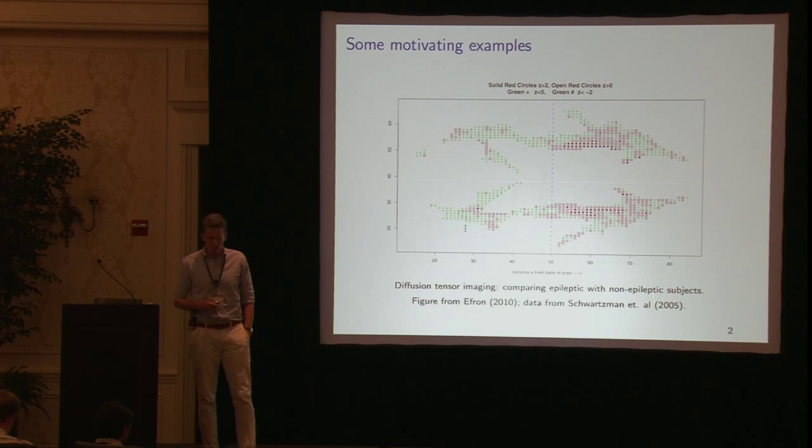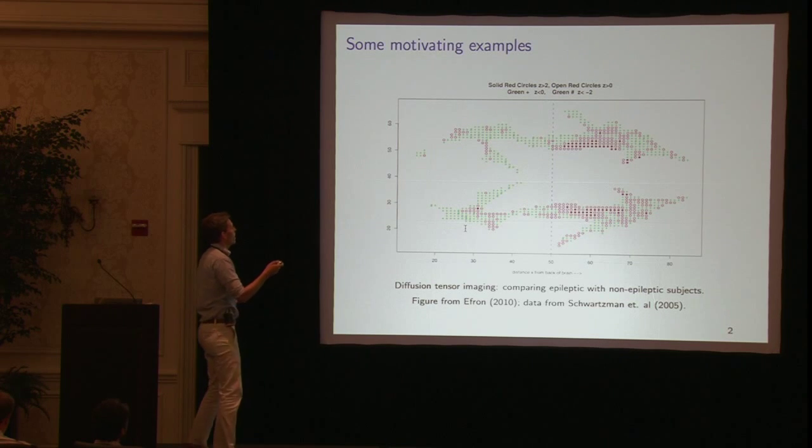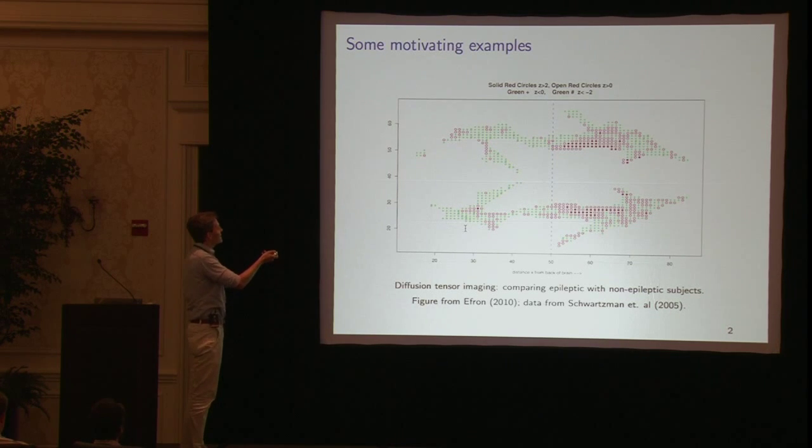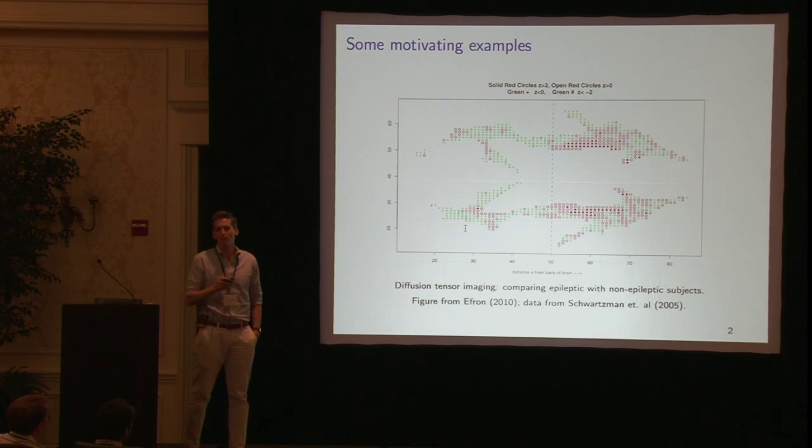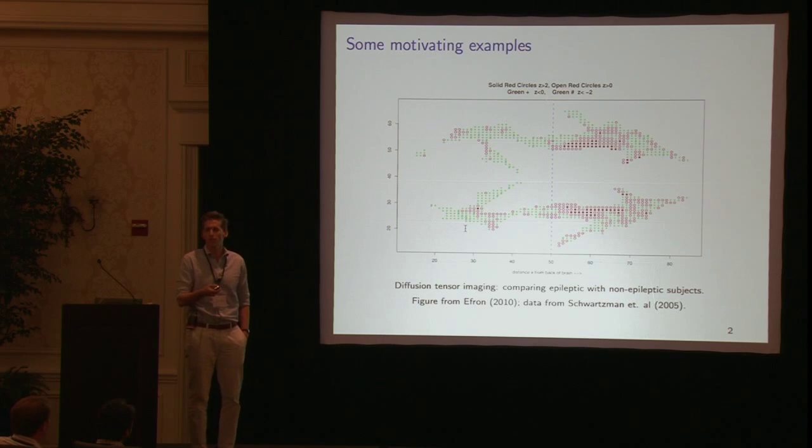I'm red-green colorblind, so this is not a great picture for me. It's kind of a dispiriting reminder of my chromatic inadequacies. But for those of you that are not, one of these colors is red and one is green. And what you're getting here is a set of two-sample t-tests between epileptic patients and non-epileptic patients.